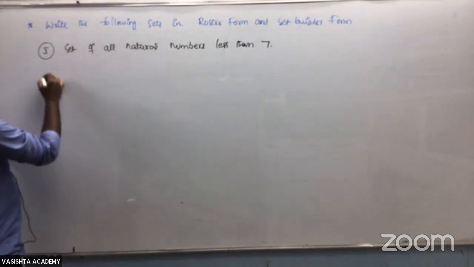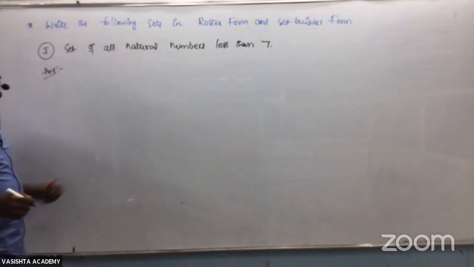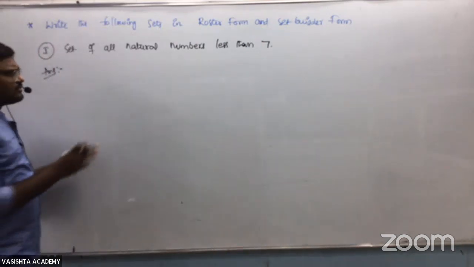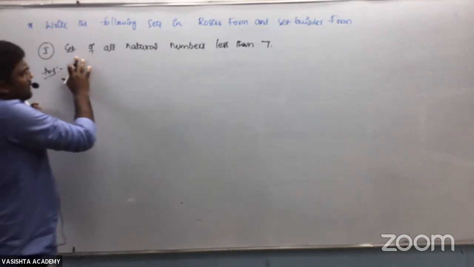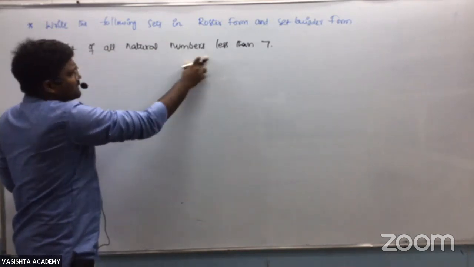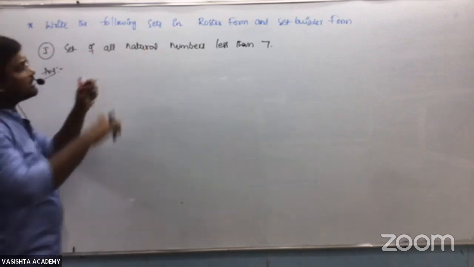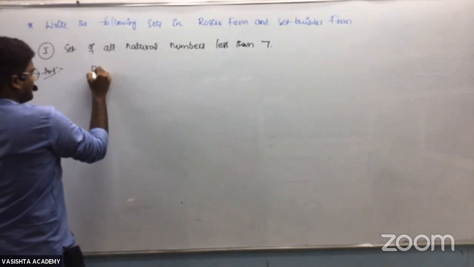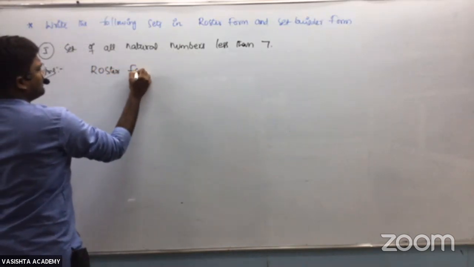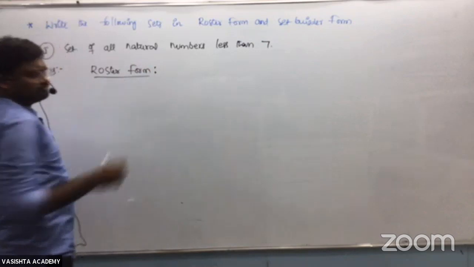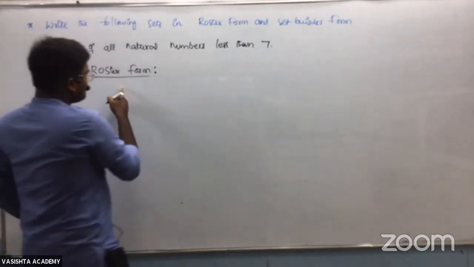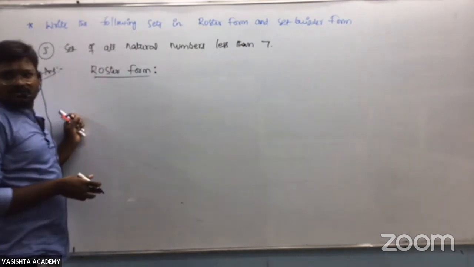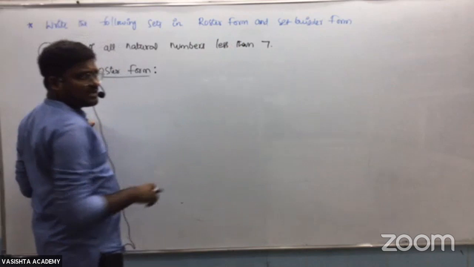Set of all natural numbers less than 7. Now observe. I want to write this set, in fact represent this set, in roster form and set builder form. First, we will write down this set in roster form. I already told you what the roster form is. You just have to list out all the elements, separated by commas and enclosed by brackets.